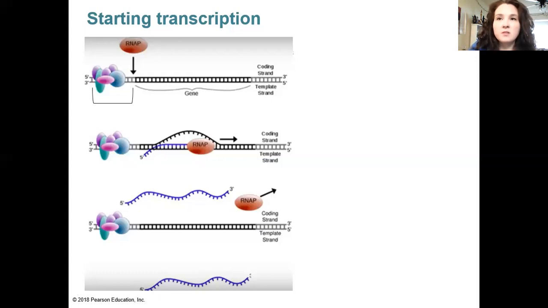At the start of each gene is a special sequence of DNA bases. It's called a promoter, and I've put a little bracket around where that would be on this. Sometimes it's called a promoter region, and on this sequence, there's gathered a complex of several proteins right here.